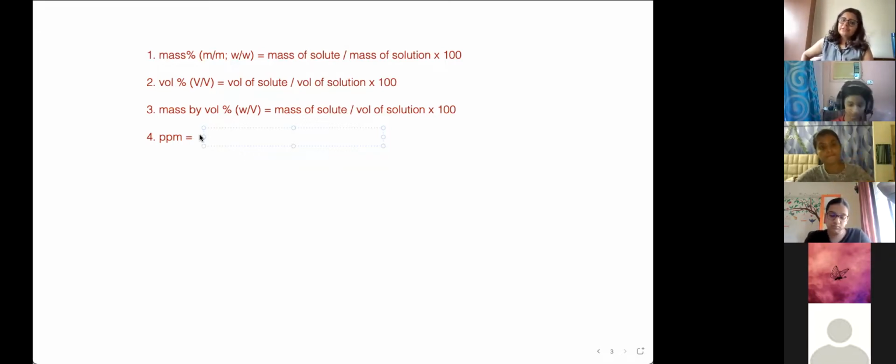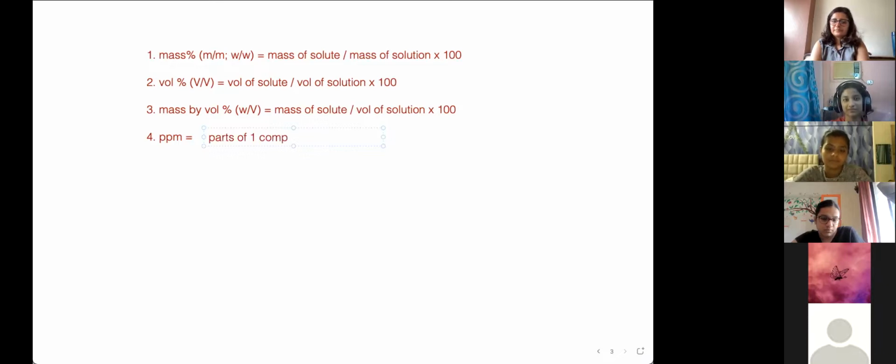So parts per million क्या होता है? So all these concepts we had done way back 11th standard में, the very first chapter had all of this. So this is basically a repetition of that. Parts per million क्या होता है? Parts of one component upon parts of all components into a million. Yeah, that's basically it. And the total parts of all components times million.